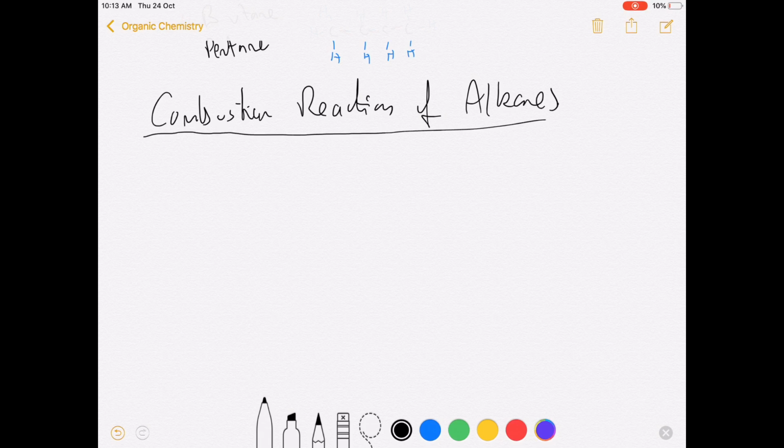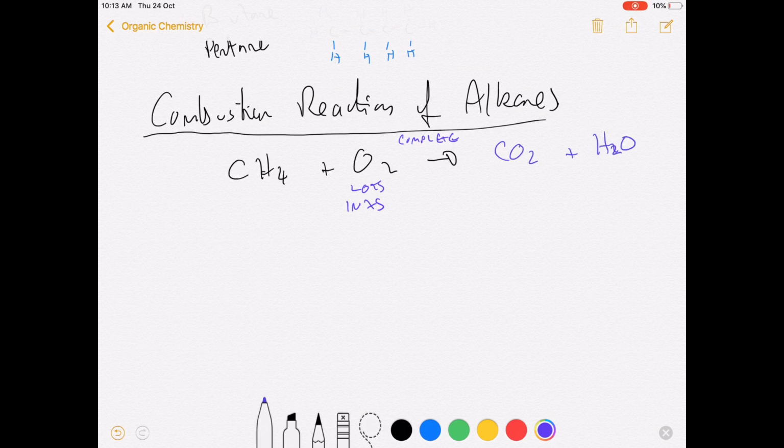You will often be asked to balance an equation, so let's start nice and easy. CH4 plus O2. This is complete combustion. That means there's lots of oxygen, or in excess, as we say. We only make 2 products, CO2, global warming, and water vapor, also involved in global warming.